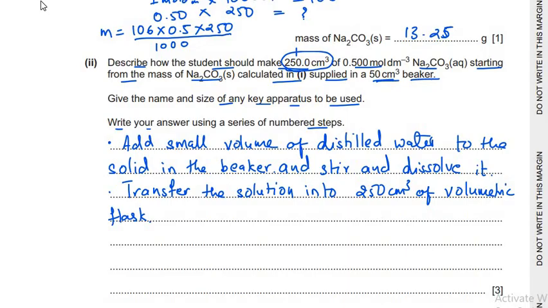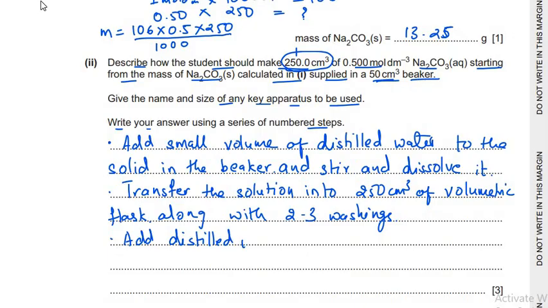So 2 to 3 such washings we need to transfer. We'll write that also, in short, along with 2-3 washings. And then we are going to add distilled water to the same volumetric flask of 250 centimeter cube. So add distilled water to the volumetric flask up to the mark.